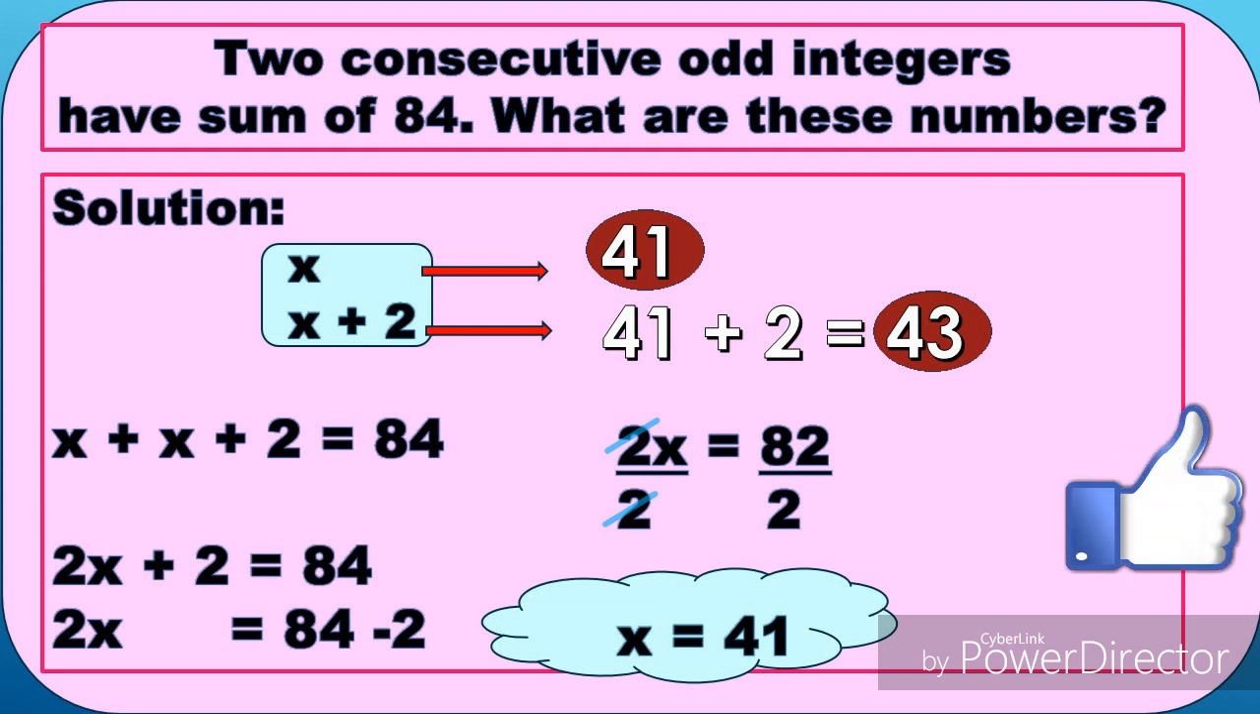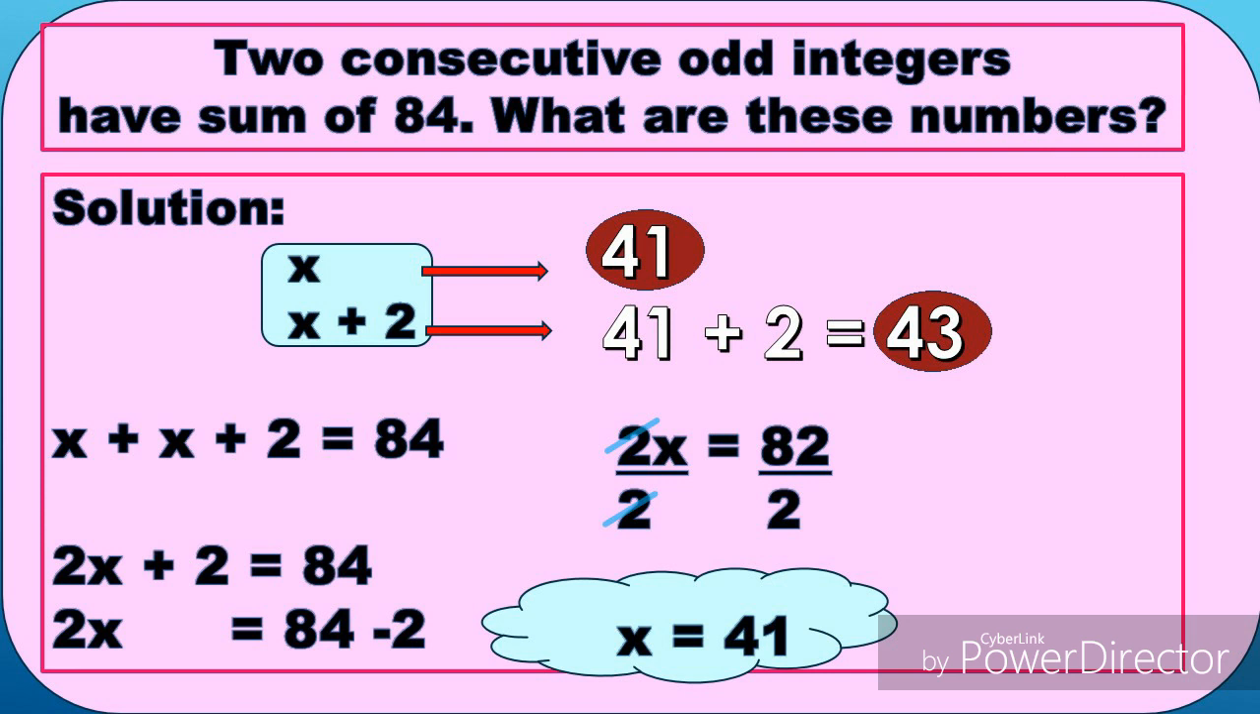Okay, so may equation na tayo ngayon, 2x equals 84 minus 2. Now, 84 minus 2 is 82. Then, our new equation is 2x equals 82. Para matanggal yung 2, i-divide natin siya both sides by 2. So, 2 divided by 2 is 1, or cancel. And 82 divided by 2 is 41. Therefore, ang value ng x is 41.